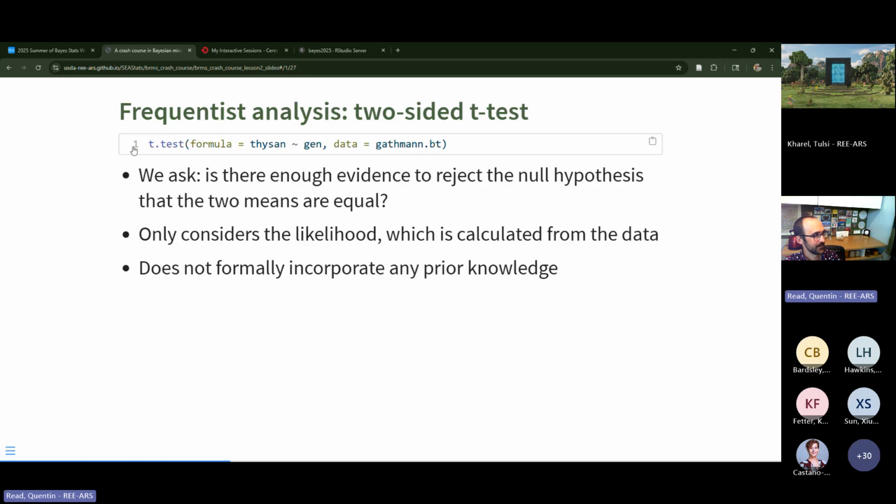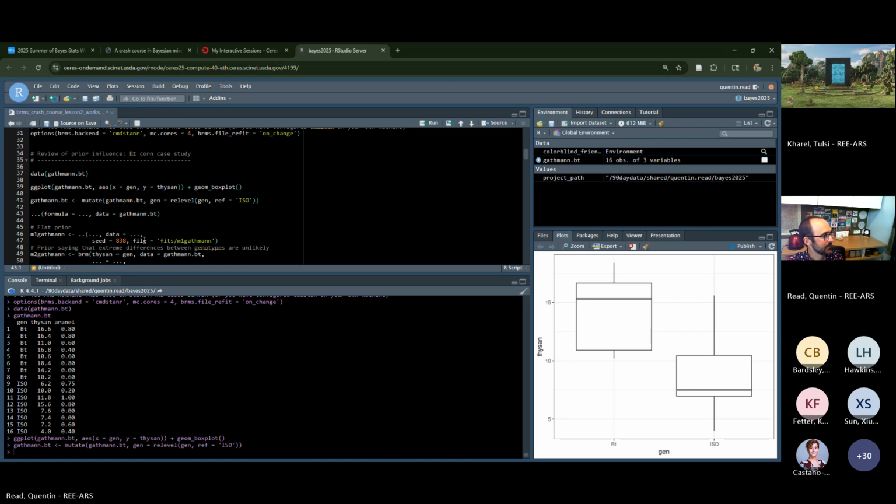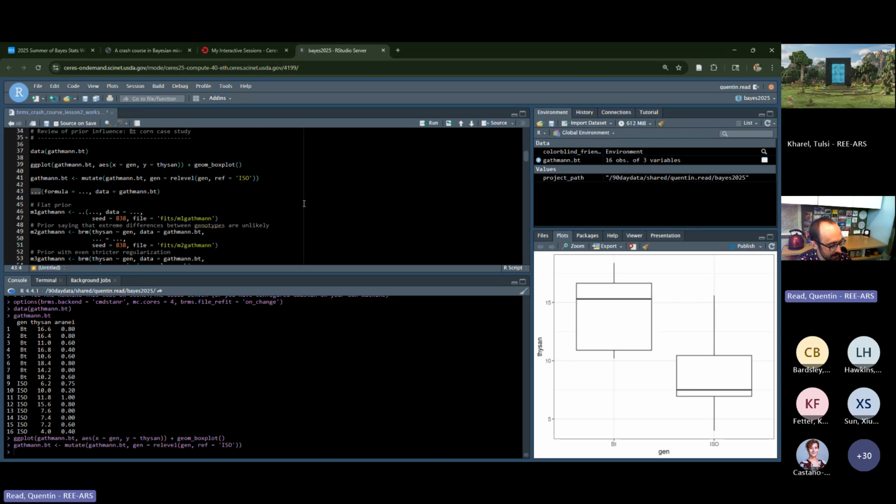t.test is the function in base R for a t-test, and the formula is Thysan by gen. So is the Thysan mean different by genotype? t.test, Thysan by tilde genotype.